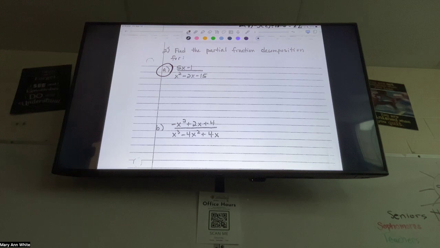Okay, we have to do a few steps when we do partial fraction decomposition. The first thing I want to do is factor the denominator, because that's going to help us understand what we're even doing with this problem. So we want to factor the denominator. When I factor x squared minus 2x minus 15, what do we get?